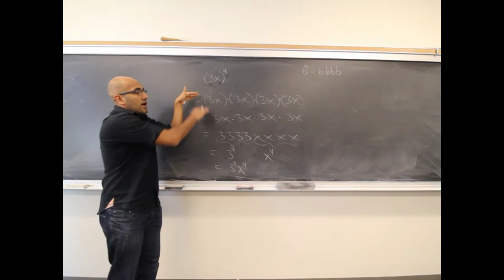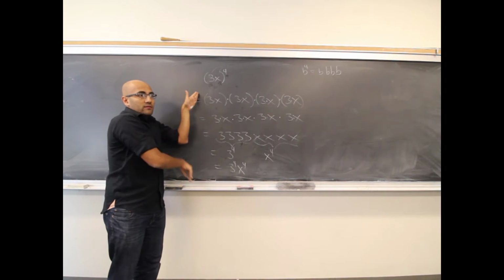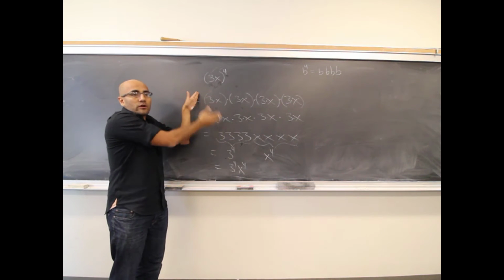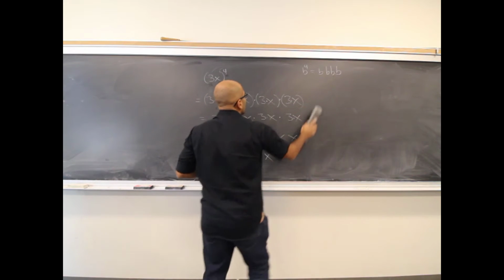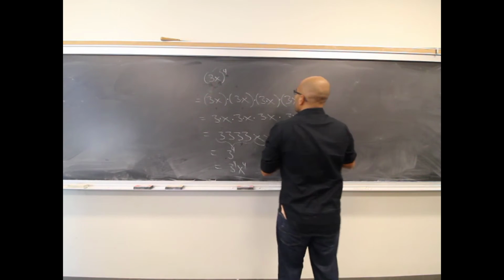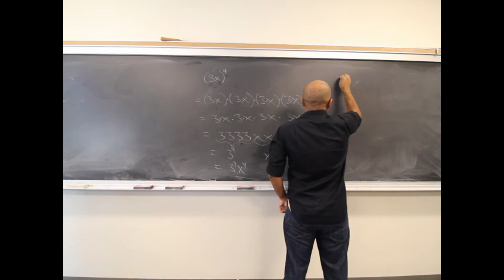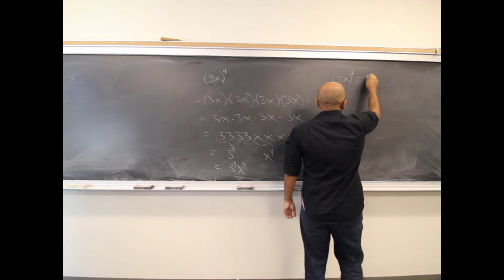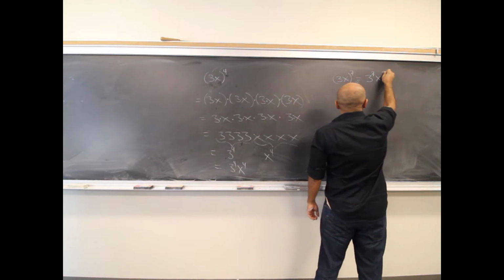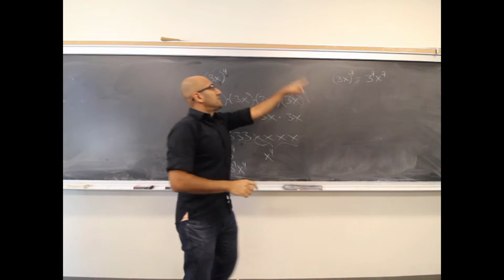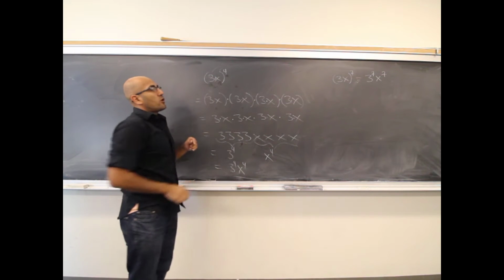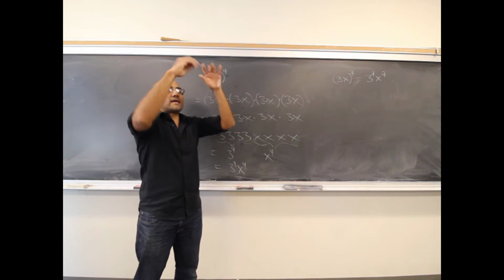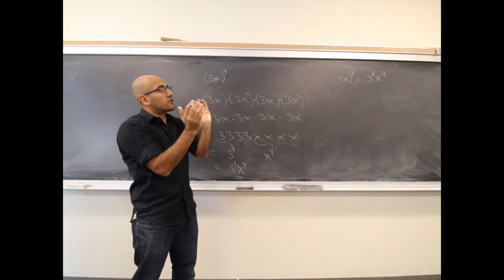Good? So again, I don't expect you to do it this way, the long way. This is too much work. I'm just showing you why the rule works. So let's apply that rule. The rule says that if we have 3x to the power of 7, well, this is just going to be 3 to the 7th x to the 7th. Right? It's sort of a distribution of exponents. Notice that this requires this to be multiplication. The things that are inside the parentheses have to be multiplied.